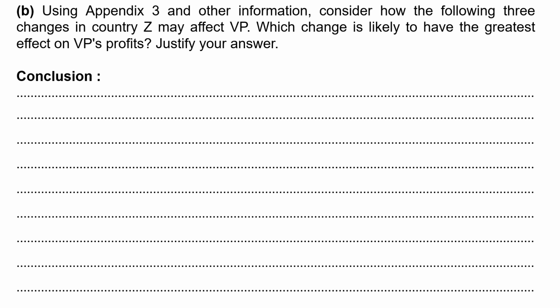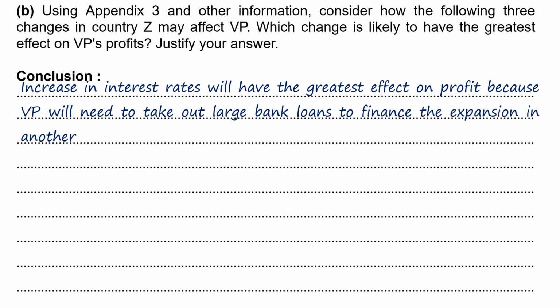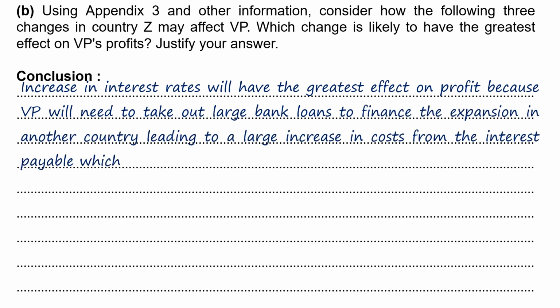Nous mettons les ensemble. Increase in interest rates will have the greatest effect on profit because VP will need to take out large bank loans to finance the expansion in another country, leading to what will happen? Leading to a large increase in cost from the interest payable, which will reduce VP profits. Again, nous avons deux parties analysis là-dedans, leading to large increase in costs, which will reduce VP profits. D'accord? Là, nous finissons d'expliquer.